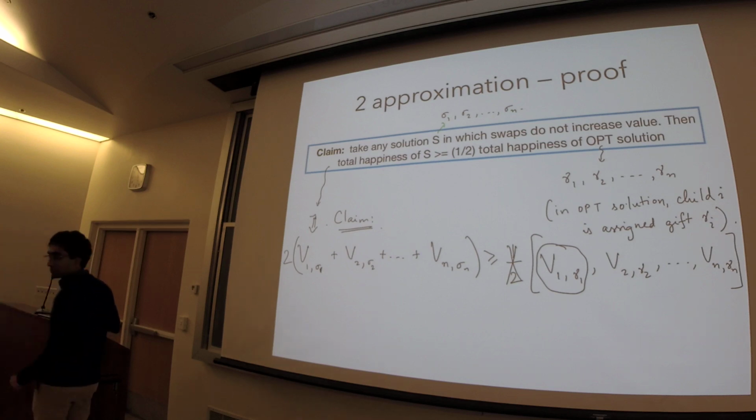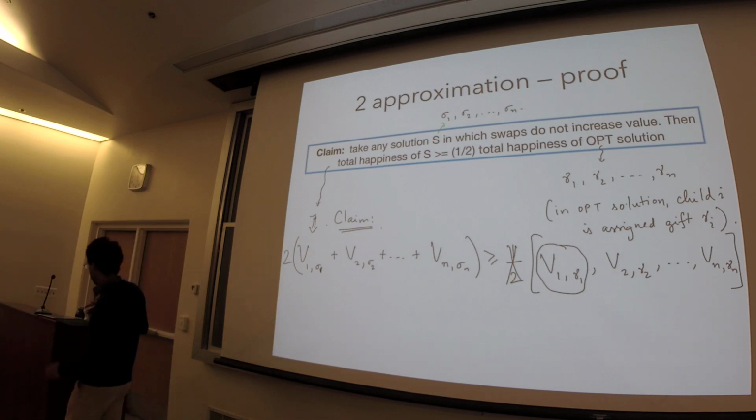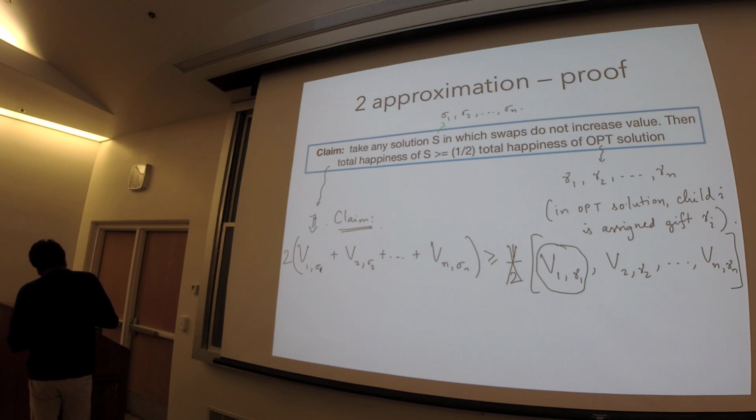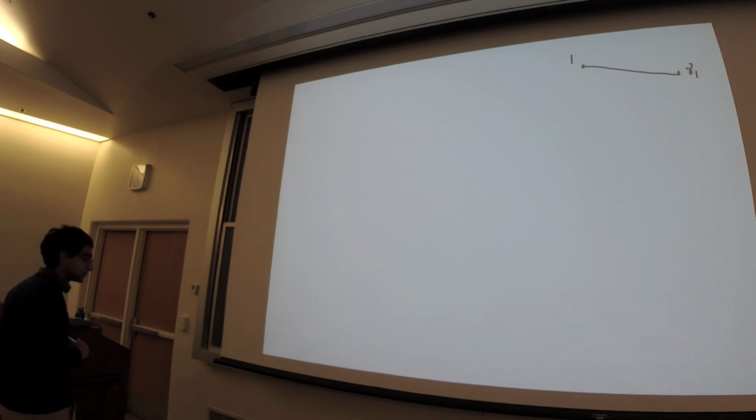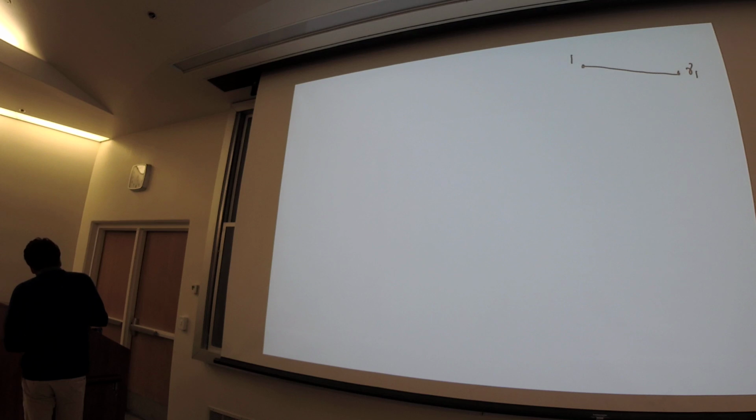So I guess what he's trying to say is that in the optimal solution, let's say child 1 was assigned gamma 1. And in your locally optimum solution sigma, child 1 was assigned some sigma 1, and somebody else was assigned gamma 1. Oh, I should draw.